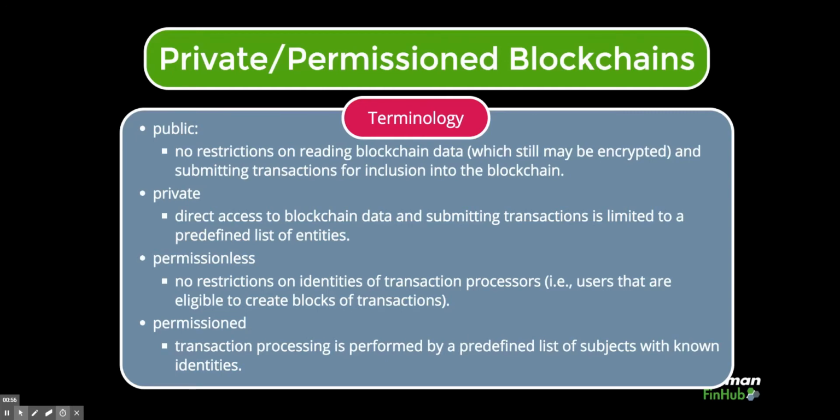Then there are differences in the permission status. So there are permissionless and permissioned blockchains. Public blockchains, by definition, are permissionless, so there's no restriction on the identities of who can use them. Although, and this is important, you can use a public blockchain and put restrictions on it, and we're going to come to some examples later.